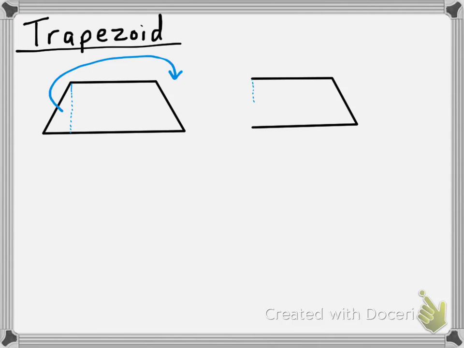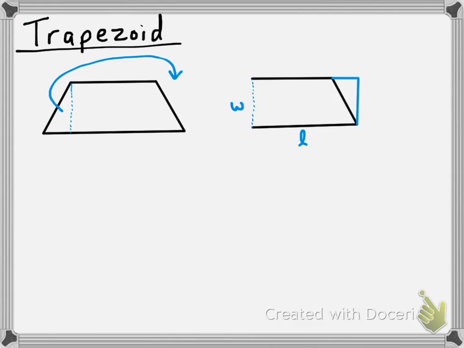Okay? So then I end up with this shape. Well, what shape is that? It's a rectangle. Okay? So I know I just have to do length times width to get the area of my rectangle. The problem is how exactly do you get this length and width?